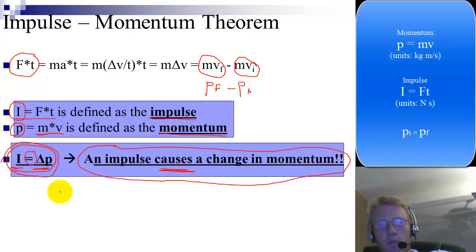Okay, so we can use this to our advantage. If we know how long a force was applied, we can figure out the change in velocity. You could still do it the old way as well. You find the acceleration and then use the equations of motion, those four equations from chapter 3, but this might make it a little simpler.